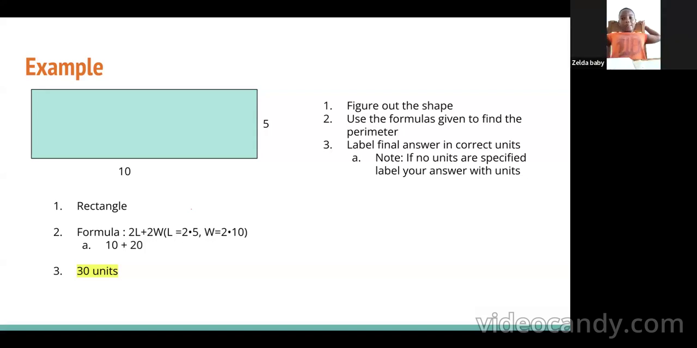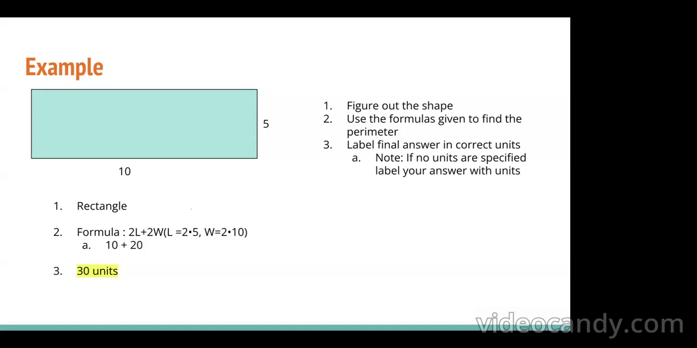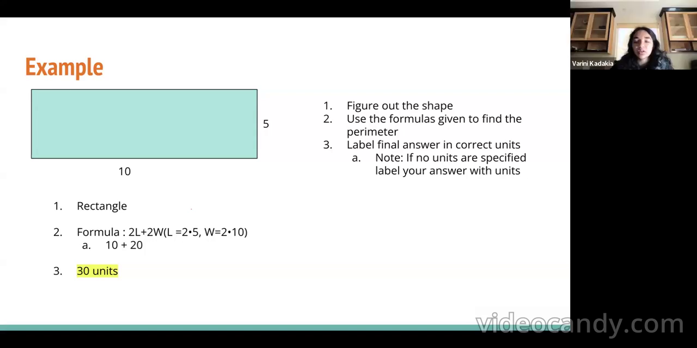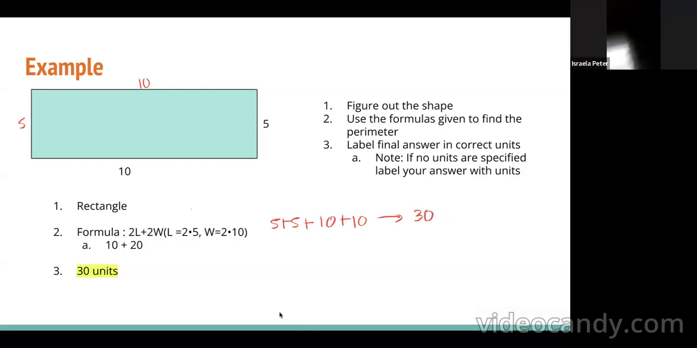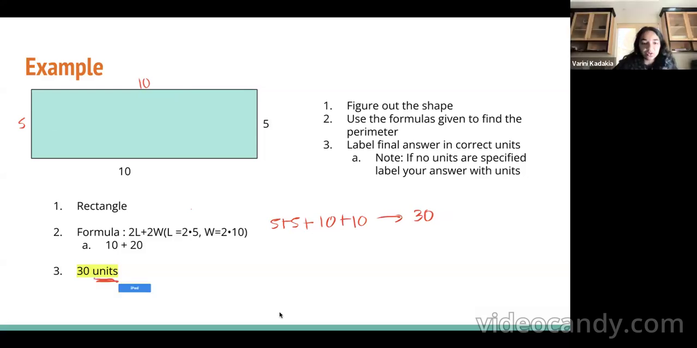Yes. You just use the formula. Most of the stuff is just use the formula, plug in values, and then get the answer. So basically what you're doing is just summing all the sides because you know that the opposite sides are equivalent. So you're going to do 5 plus 5 plus 10 plus 10, and this will give you 30. And in this case, the units are just units, there's no square.